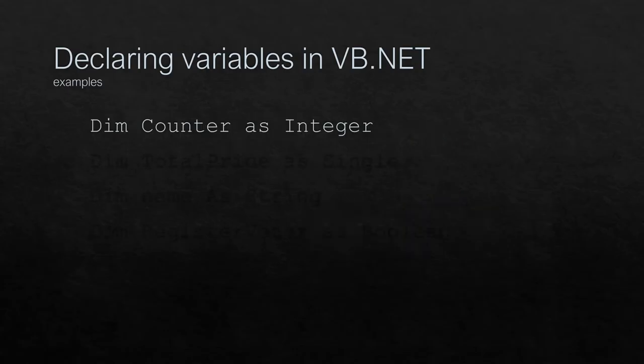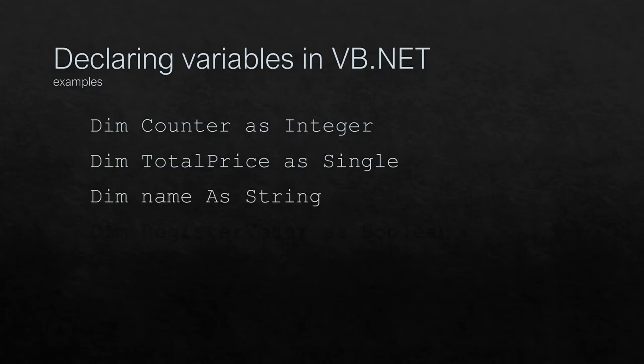So some examples: Dim counter As Integer. This defines a variable that can hold a whole number. Dim totalPrice As Single. This defines a variable that can store a real number. Dim name As String. This is declaring a variable that can hold a piece of text.